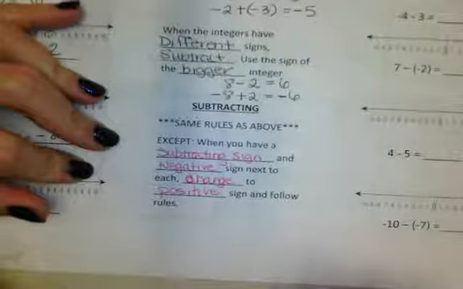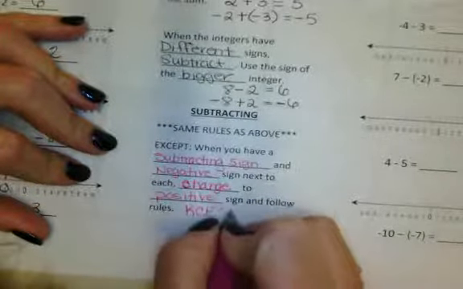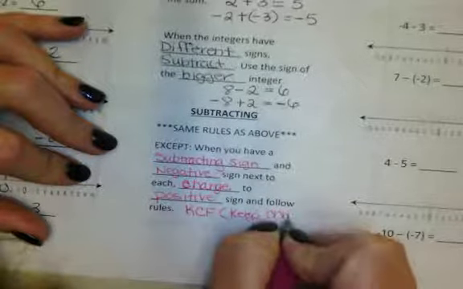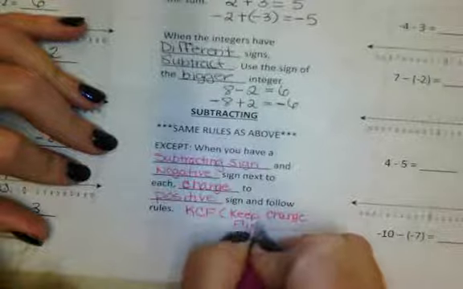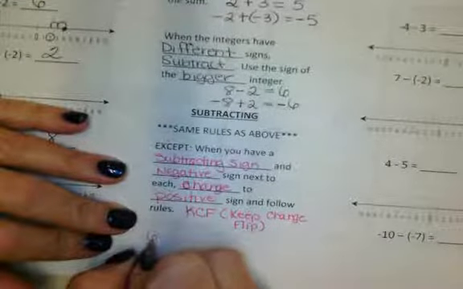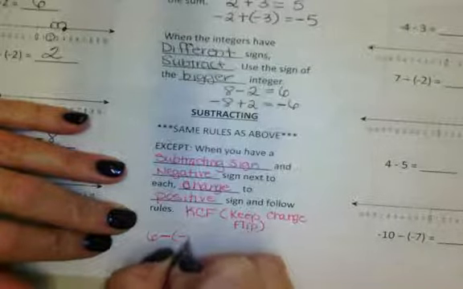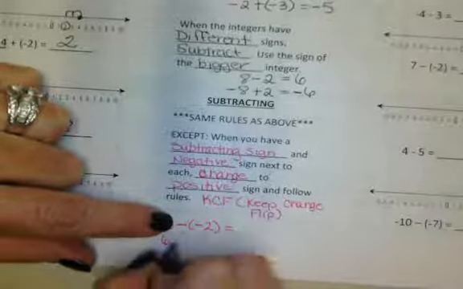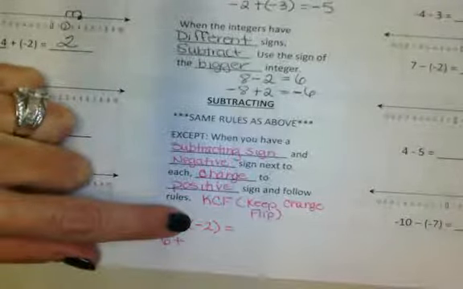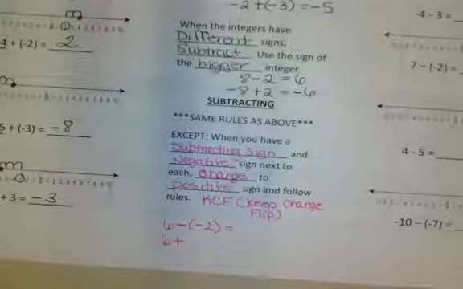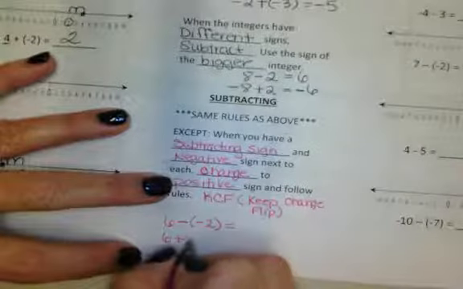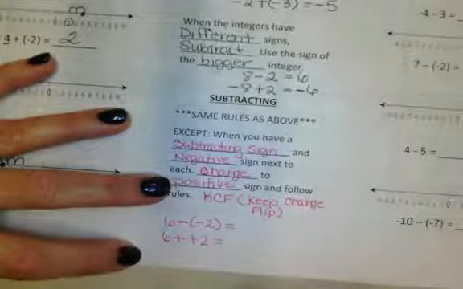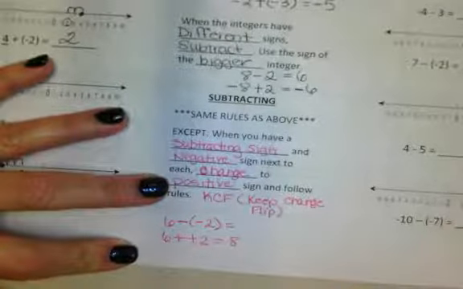Okay, and something I like to use, I know you've seen it with dividing fractions, is keep, change, flip. So if I have an example of 6 minus negative 2 equals, we're going to keep our 6, change this to addition, and change that, so it says flip, so if we flip it, it would be a positive 2. So now we would add, and 6 plus 2 is 8.